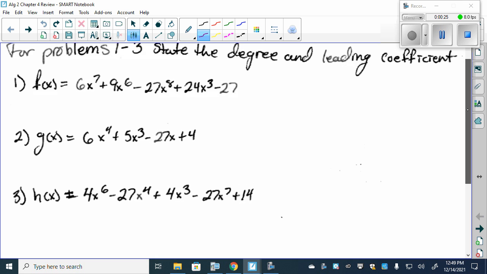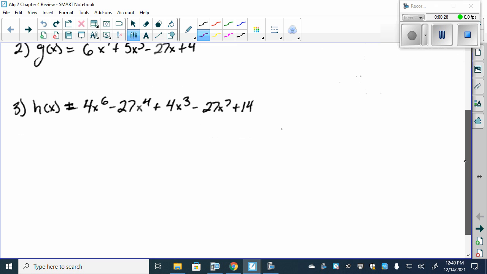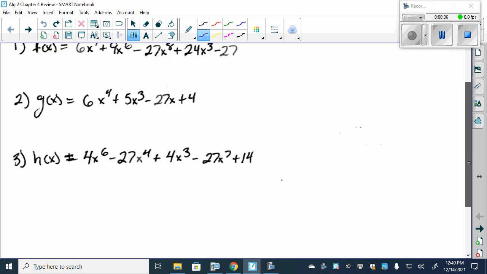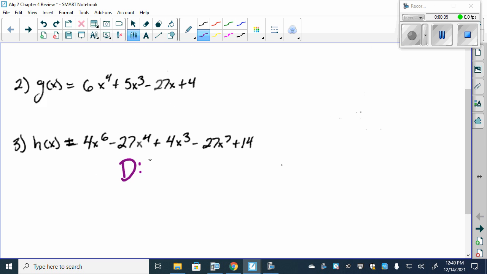So we look at number 3. We wanted to state the degree and leading coefficient. So what is the degree of this polynomial function? The degree for this here would be 7 because x to the 7th is the variable with the biggest exponent. So the degree is 7. And the leading coefficient would be negative 27 because the leading coefficient is the number in front of the variable with the biggest exponent. So the variable with the biggest exponent would give us the degree because it would be that exponent, and the number in front of it is the leading coefficient.